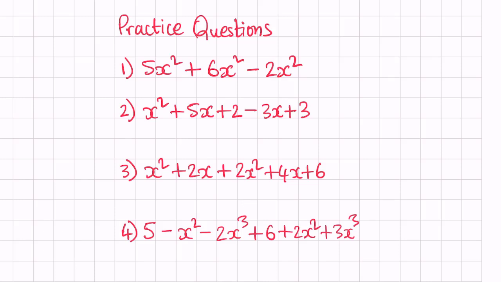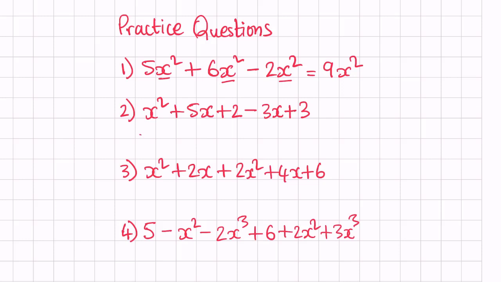I hope you had a good go at these questions, so let's go ahead and find the answers. So we have 5x squared plus 6x squared and then minus 2x squared. They all have the same term, which is x squared. So let's add 5x squared and 6x squared together, which is 11x squared. And then 11x squared take away 2x squared, which is 9x squared.